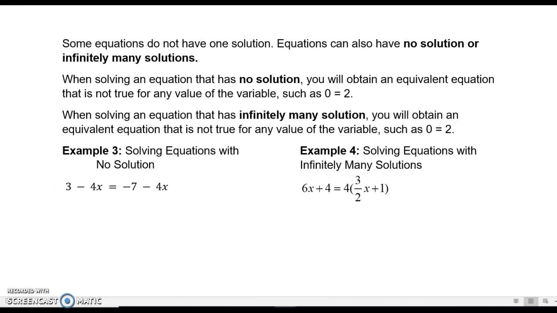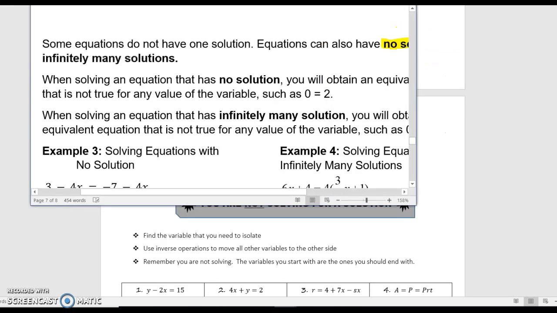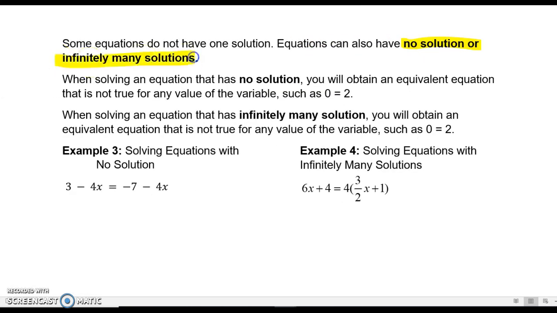So this second section is on solving equations that do not have one solution, but either have no solution, or infinitely many solutions. So let's take a look at the vocabulary here. If an equation has no solution, that means it's going to produce a statement that is not true for any value, such as 0 equals 2.